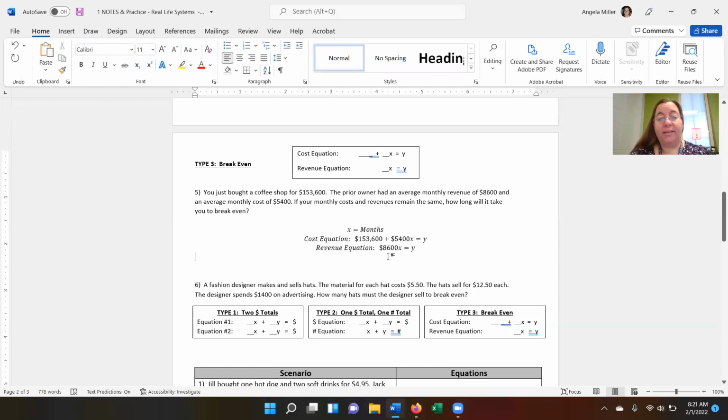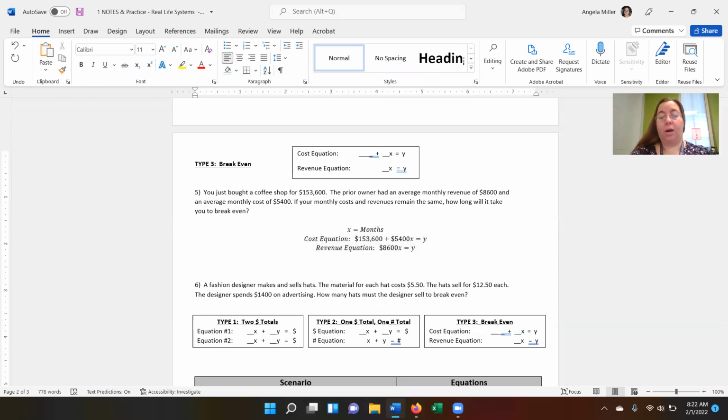Now, when we look at this, look here, we have a number plus a variable equals Y, and we have a variable equals Y. And so this is going to be our substitution method, right? And we'll be able to substitute this Y for this equation. So by setting our cost equation equal to our revenue equation, we're going to be able to figure out exactly how many months it's going to take for us to be able to break even or make our money back, right? All right, try number 6 on your own. So go ahead and pause the video and then we'll do it together.